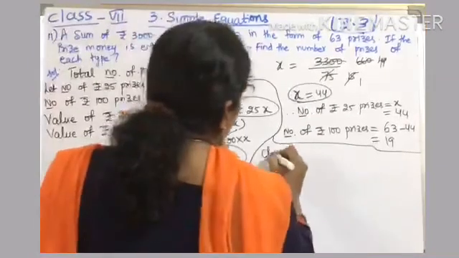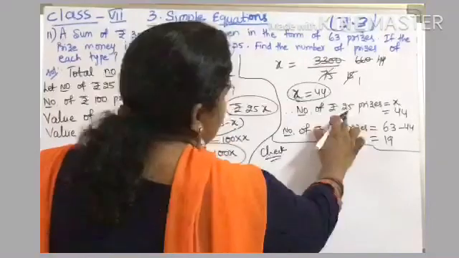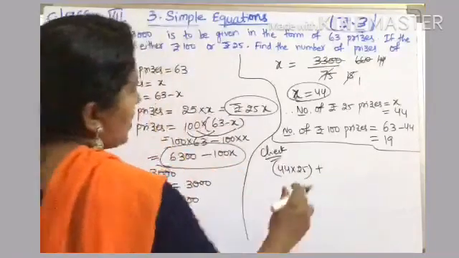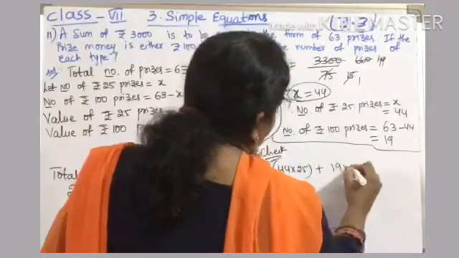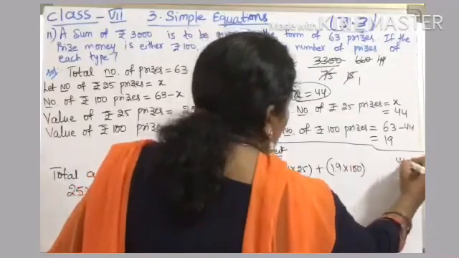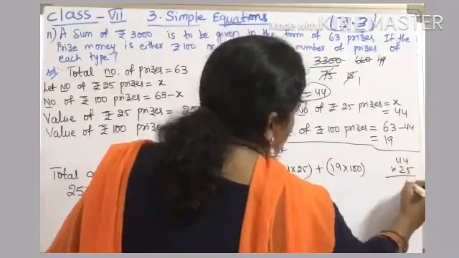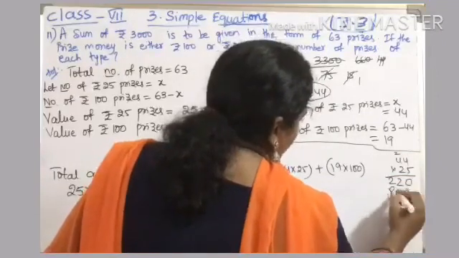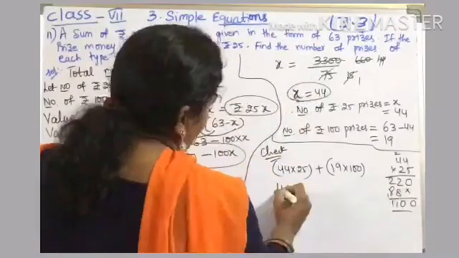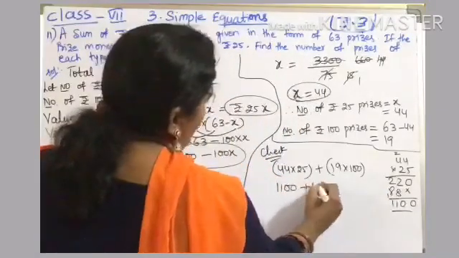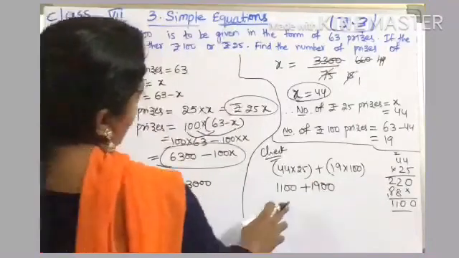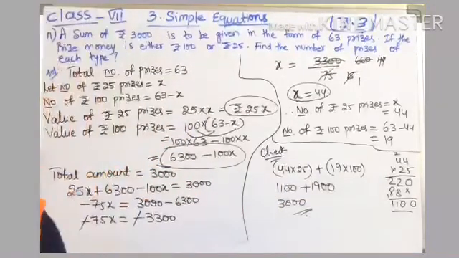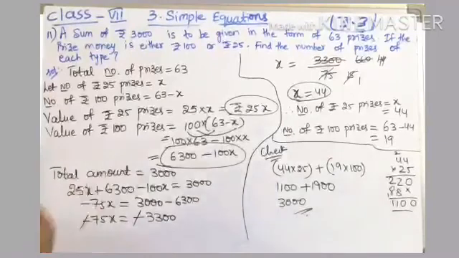So how to check, children? Here, the number of 25 rupees prizes is 44, so what is the value? 44 into 25, plus the number of 100 rupees prizes, how many? 19. So 19 into 100. So 44 into 25, when you do the multiplication, you get 1100, plus 19 into 100, 1900. When you add 1100 plus 1900, how much do you get? 3000. So how much did you get? Number of 25 rupees prizes as X, number of 100 rupees prizes as 19.